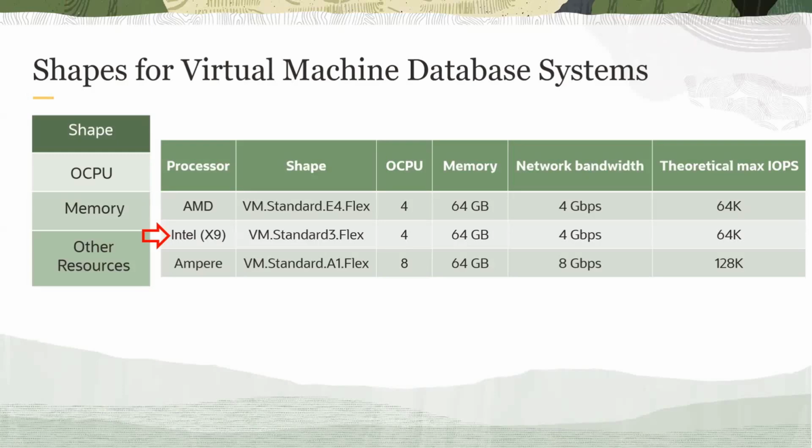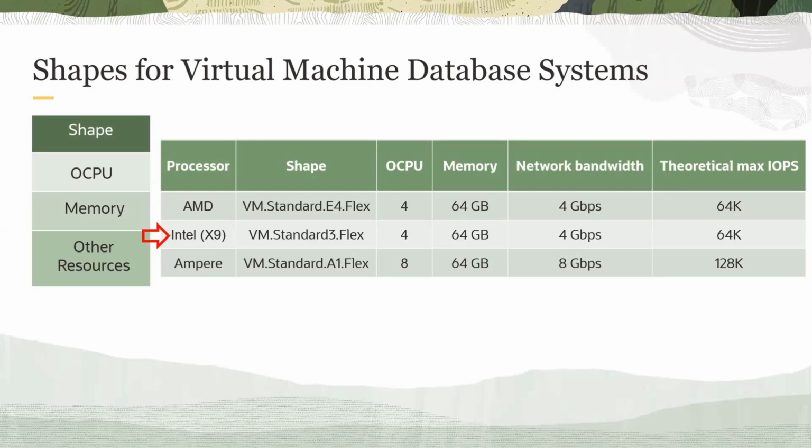With a flexible shape, you can change the number of OCPU at creation time, whereas the fixed shape will be designated by just the name of the shape. With the fixed shape, the number of OCPU is available from 1 to only 24, and the amount of memory is allocated at 15 gigabytes per OCPU. Whereas for the flex shape, you can have anything from 1 to 64 OCPU, and with each OCPU, the memory is allocated 16 gigabytes per OCPU.